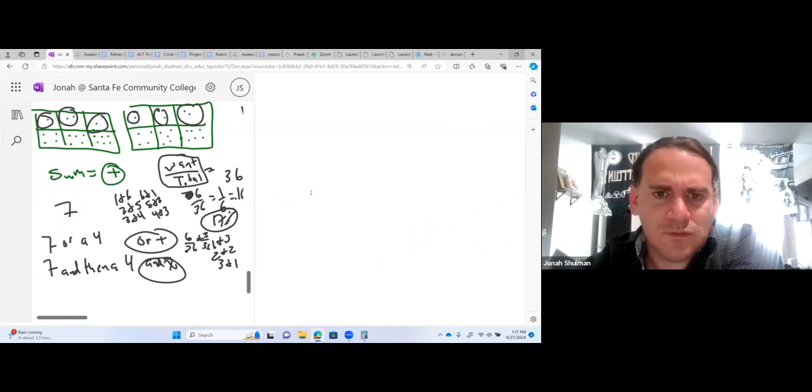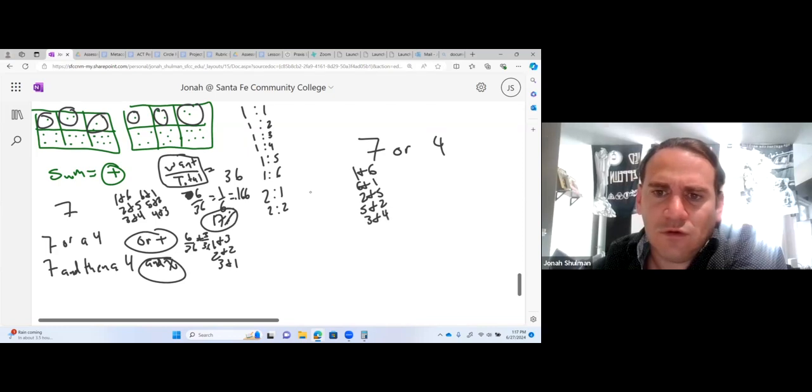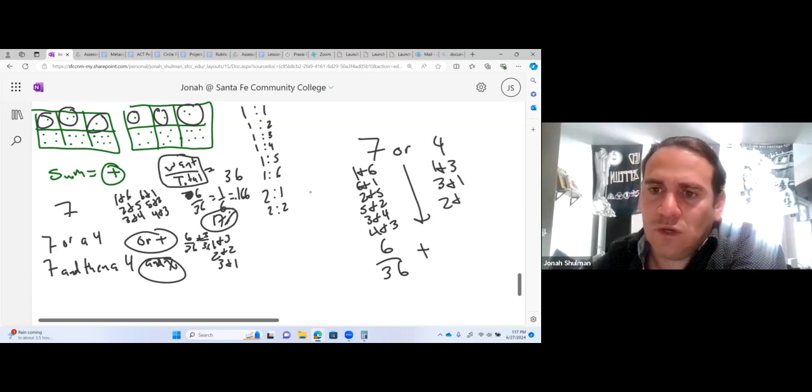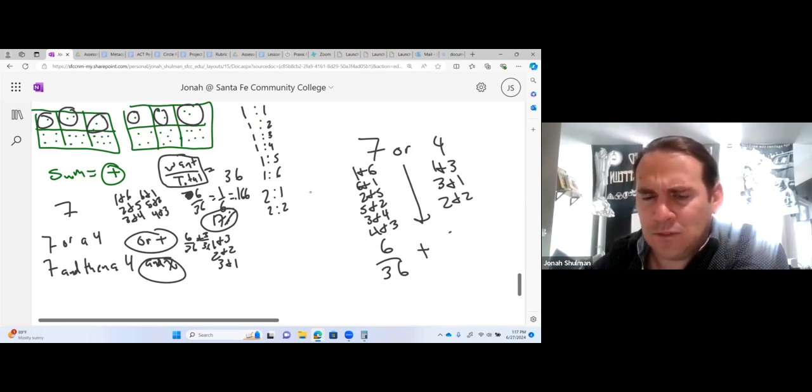So to roll a 7 or a 4: a 7 is 1 and 6, 6 and 1, 2 and 5, 5 and 2, 3 and 4, 4 and 3. That's 6 out of 36. 4 is just 1 and 3, 3 and 1, 2 and 2, because notice you can't go back and forward. It's the same roll. So this is 3 out of 36.